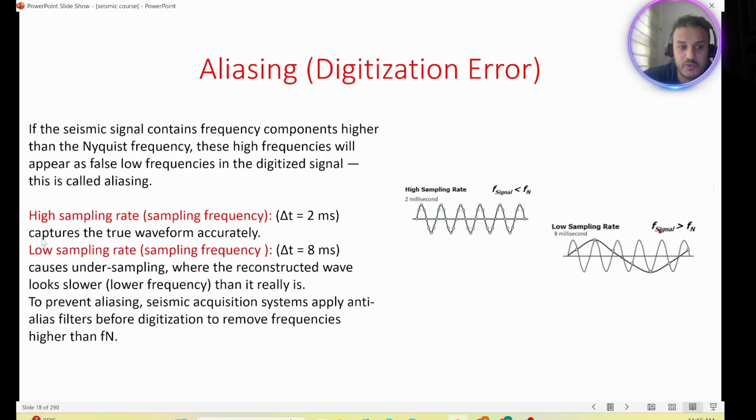But if you have a low sampling rate, the sampling frequency is low and the dt is very high. If the dt is very high, you can take one point here, a second point here, a third point here. These give low frequencies, and we need to cut them. And this is what is called aliasing.